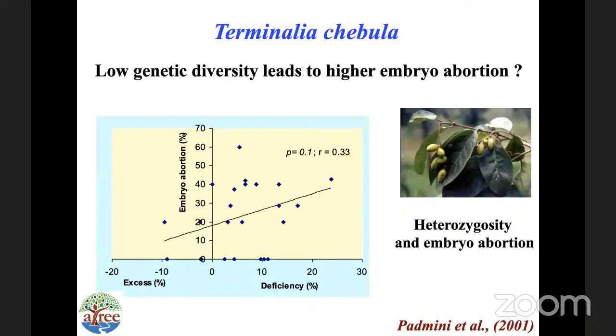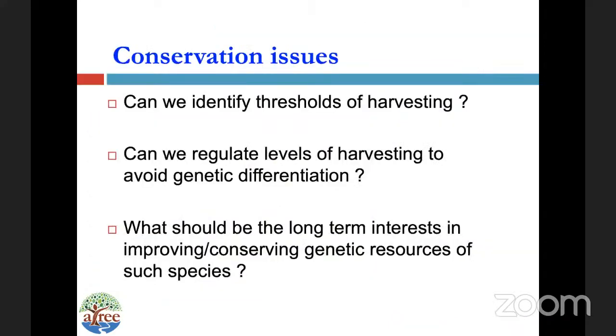Embryo abortion, in fact, and because of that, we also find that the seedling regeneration is very, very poor in all these 3 protected areas. So can we identify thresholds of harvesting from these studies? Can we regulate levels of harvesting so that we avoid genetic differentiation or genetic loss of populations? And what should be the long-term interest in improving or conserving genetic resources of such species?